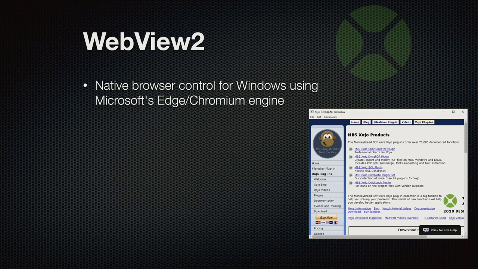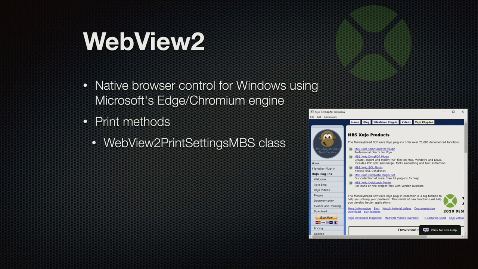A few highlights of this control. It has a lot of properties and methods, but for example, it includes the possibility to print. So you can print the content of the web page you see, and not just think about a web page, but the web page could be an invoice, which you create as HTML, and then you use the print settings and tell it to print to a PDF file. So you can convert from HTML to PDF using our WebView 2 control. The same is possible on Mac with WebKit classes.